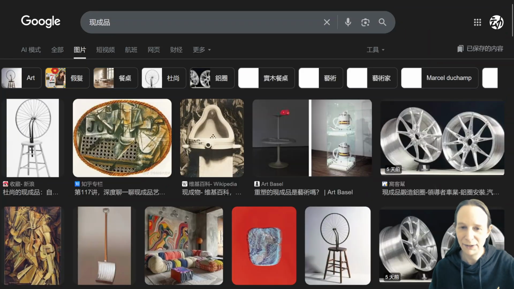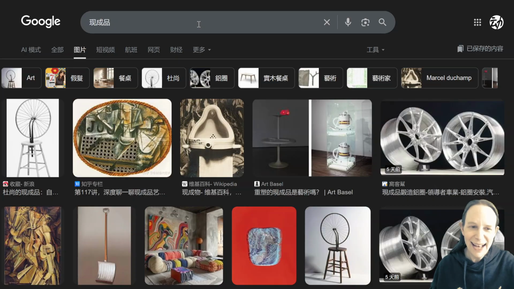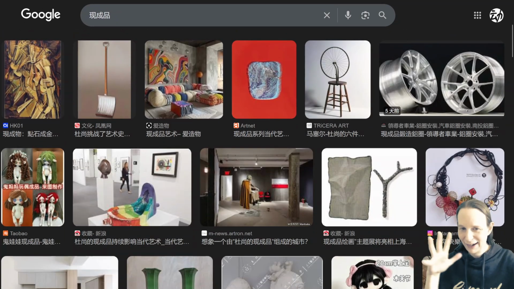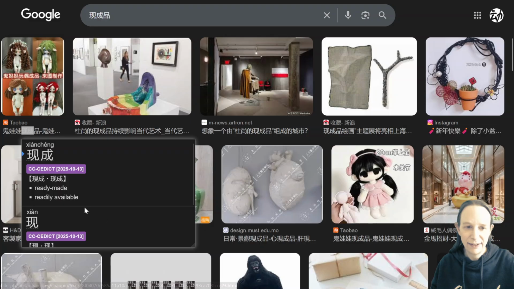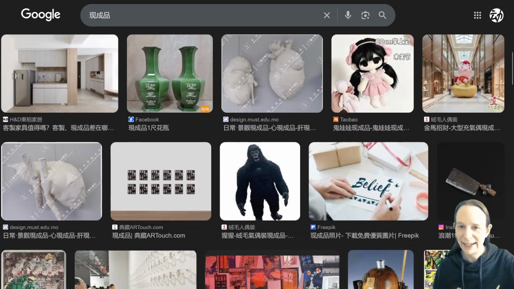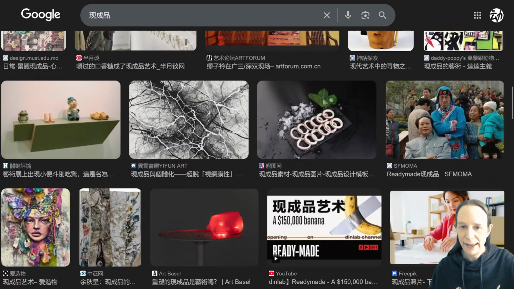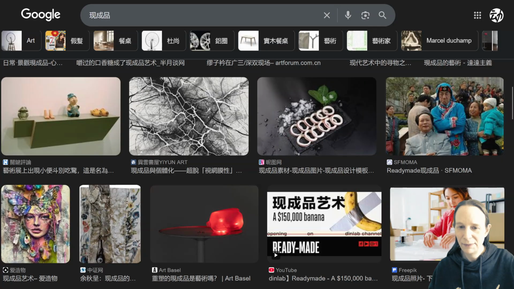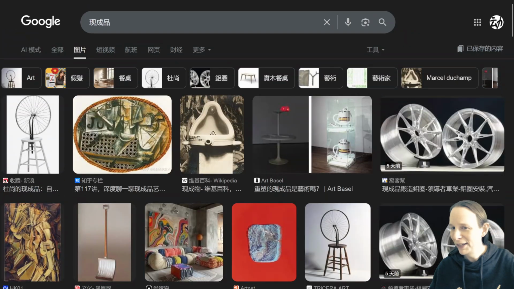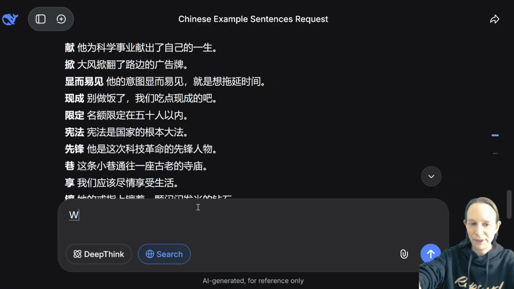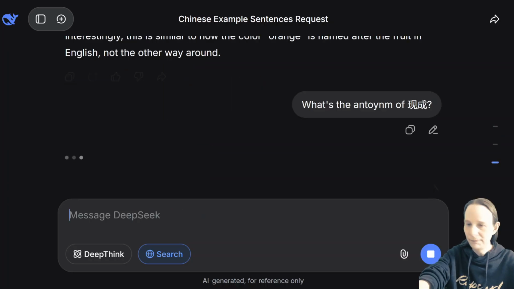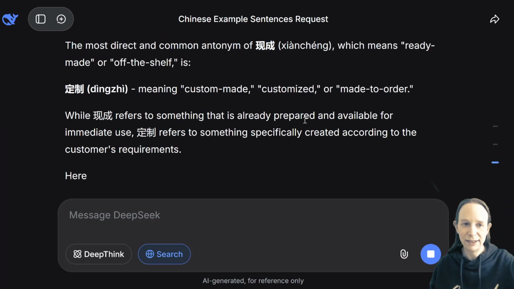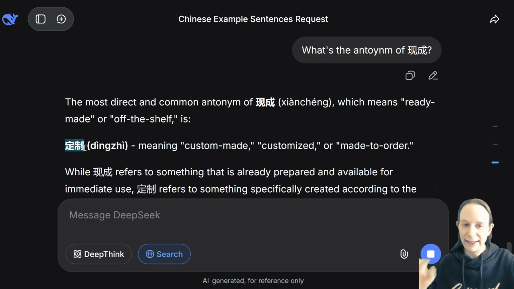So it's products that are already made. So you can't have them tailored or anything. But it's more than just food, it seems. 现成品. And you just walk in, buy it, and now you own it. Yeah. But if it's not 现成, then what's the opposite? What's the antonym of 现成? 现成 is 定制. Yeah, so this is made to order, or custom made actually.